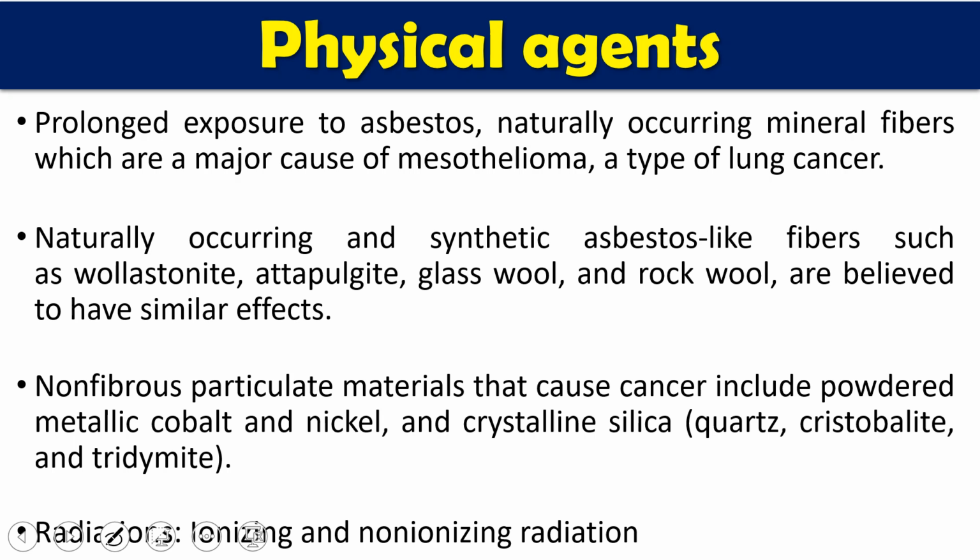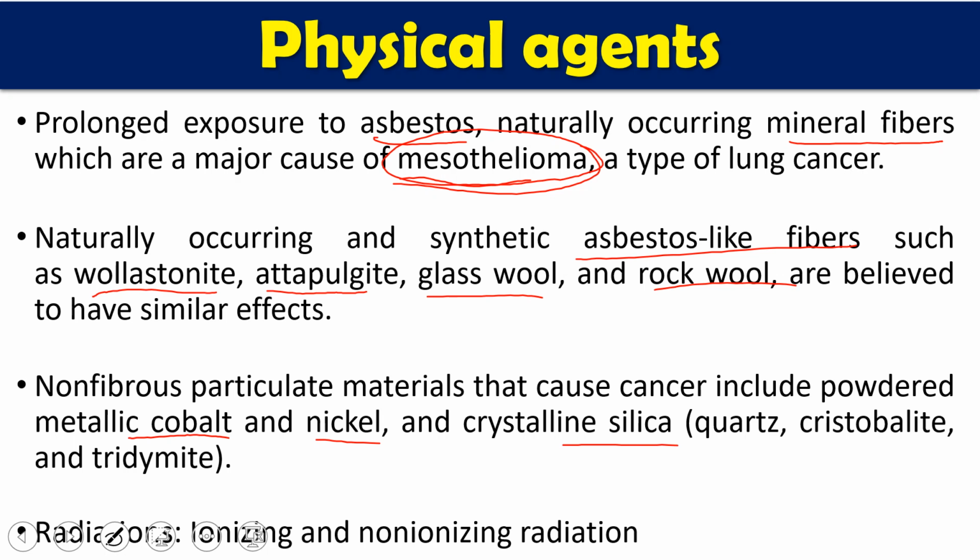Like if a person is prolonged exposed to asbestos, naturally occurring mineral fibers, which normally cause a disease in the lung called mesothelioma, that is a lung cancer. Species like fibers such as wollastonite, attapulgite, glass wool, rock wool normally go and bind with the DNA and affect the DNA replication process. Non-fibrous particulate materials also cause cancer, like metallic cobalt, nickel, silica, that is quartz, and other components also.